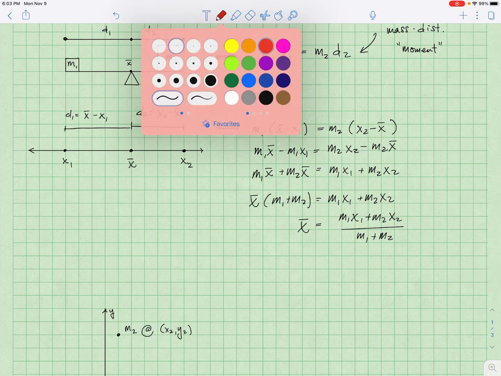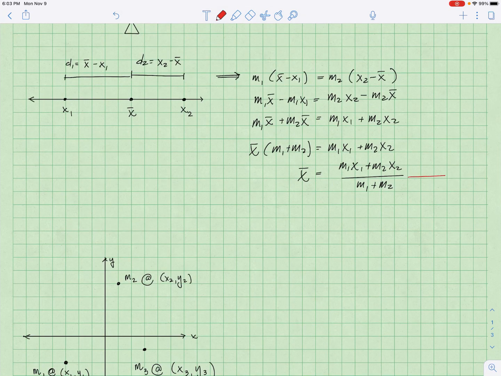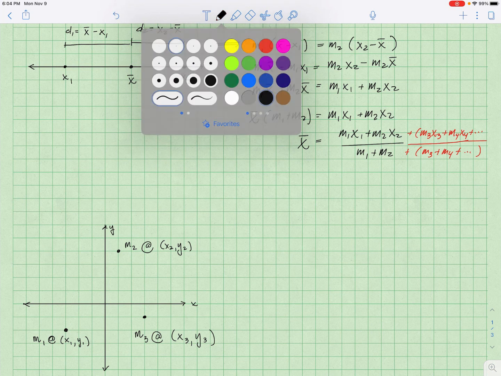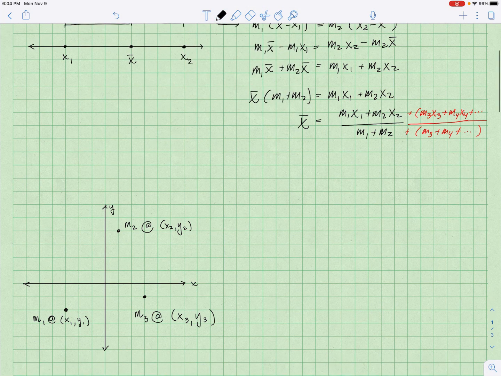And in fact, I should say, if we had multiple masses here all over the place, we could extend this even further, plus mass 3 position 3 plus mass 4 distance 4 plus dot dot dot over mass 3 plus mass 4 plus dot dot dot, should we need to include more masses here. But we're not really interested in solving for x bar at this point. What we just want to notice here is, conceptually, the denominator is the sum of the masses.